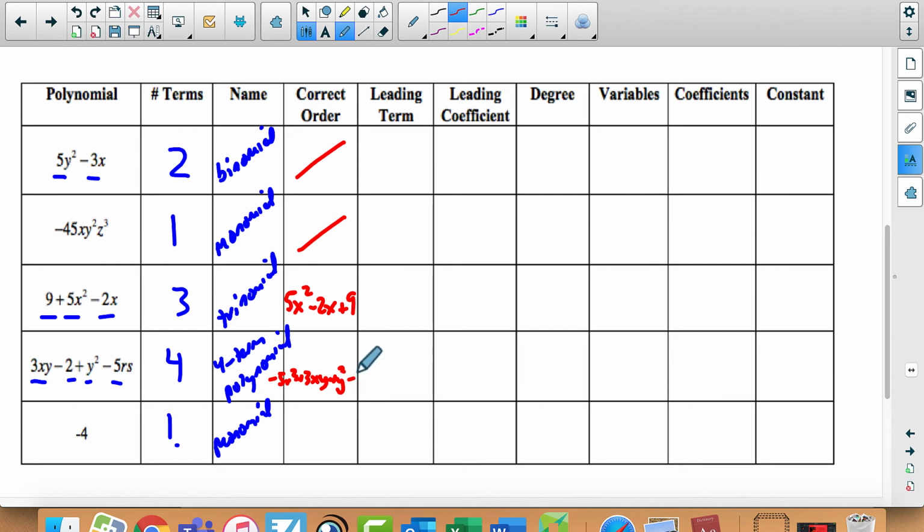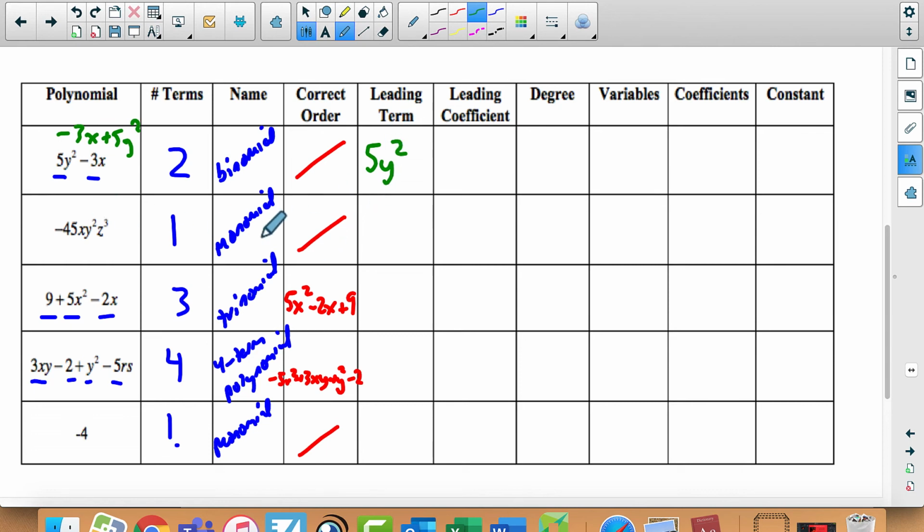And finally you have your minus 2. Last one, it's just a monomial. There's no correct order for it. It's just the way it is. Leading term? Well, it depends. If you put it in this order, your leading term is 5y squared. And maybe I'll write that down. If you put it the other way, negative 3x plus 5y squared, your leading term would be negative 3x.